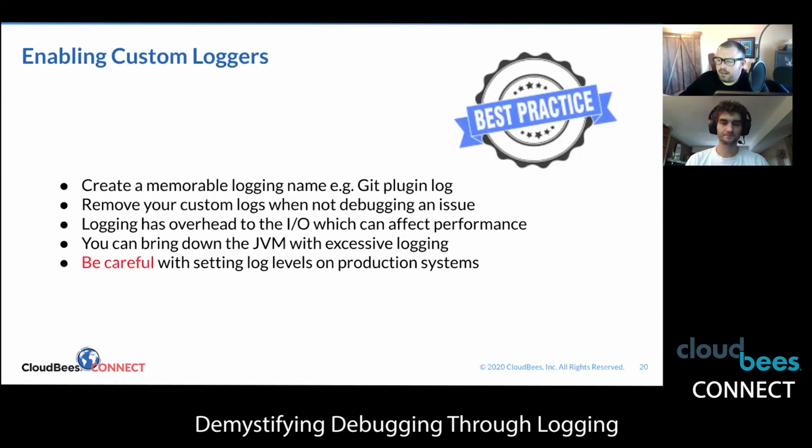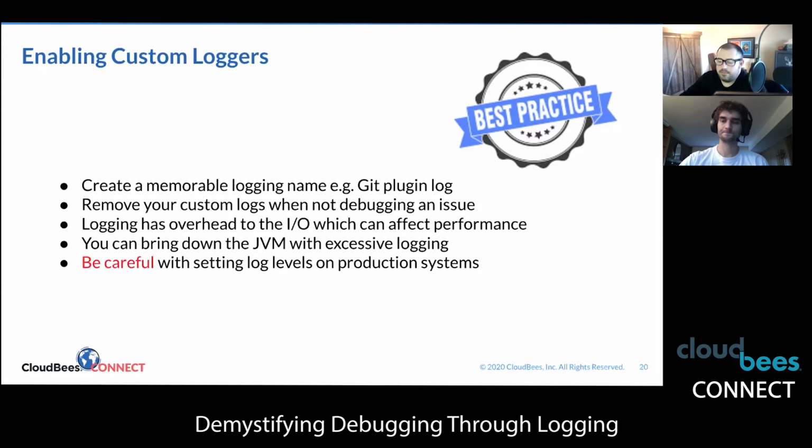Now you've seen how powerful the custom logging feature is for Jenkins and how it can assist you in adding verbosity. Let's recap some of the best practices we covered. Creating a common sense logger name, removing custom loggers you created when you were done debugging. And I mention this because I can't begin to tell you how many times I've seen log verbosity be at the root cause of a performance issue, all because the developer forgot to remove their custom logger that was running at a fine level.